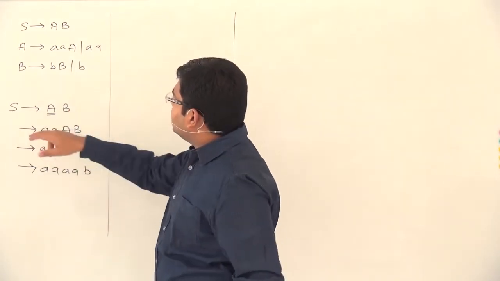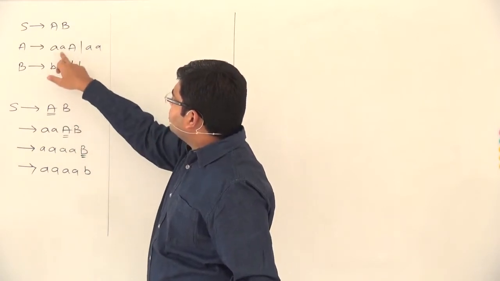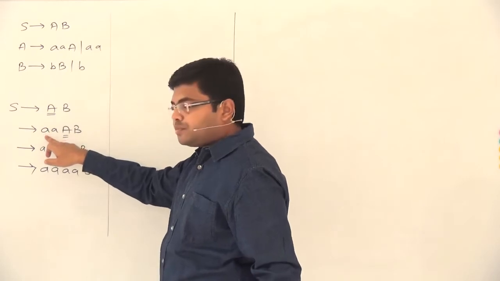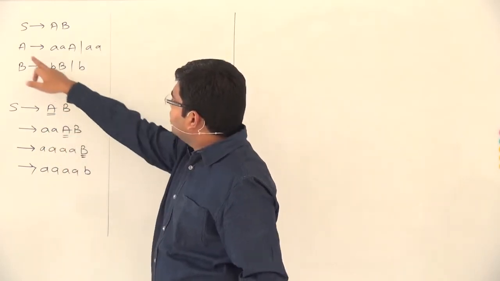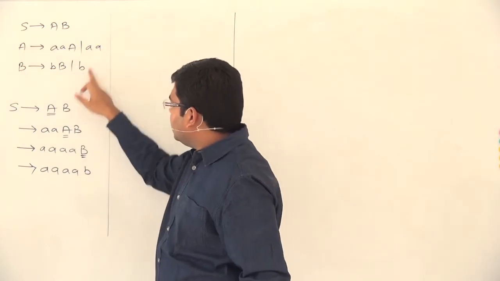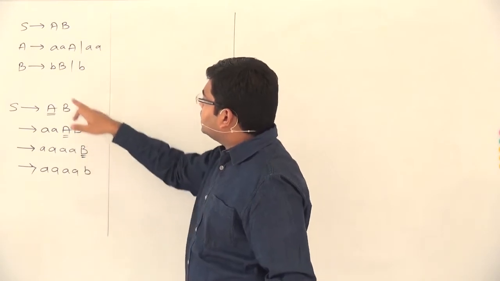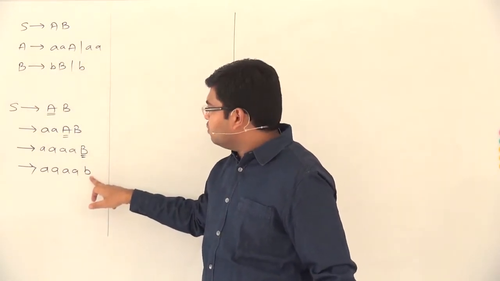So what I have done, initially we applied the first production, S produces AB, then we applied the production A produces AA, so that this A was replaced by AA, then we again applied the same production, but this time we applied A produces a, so this A was replaced with a, and finally we applied this last production, B produces b, and the variable B was replaced with small b.